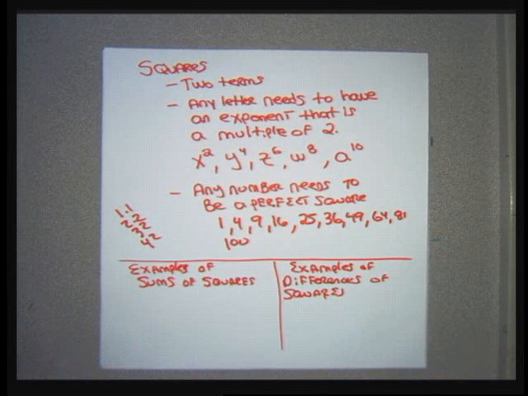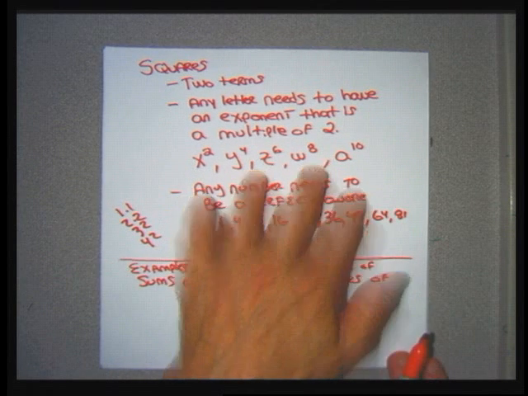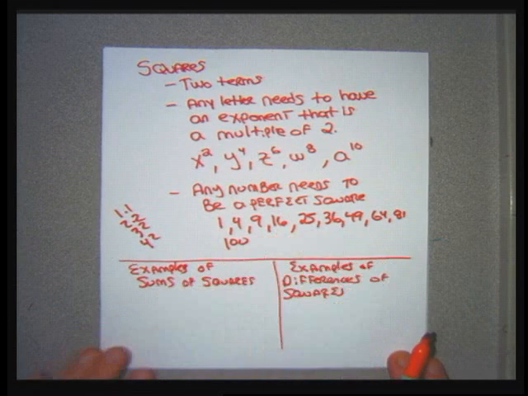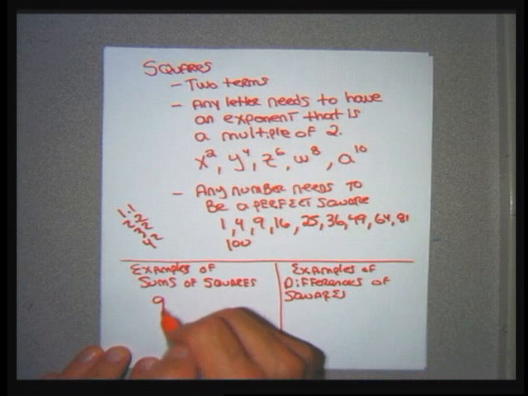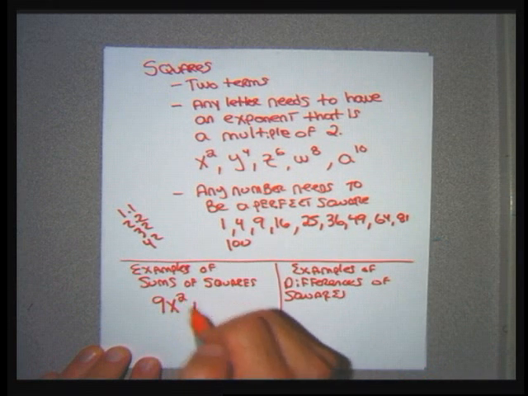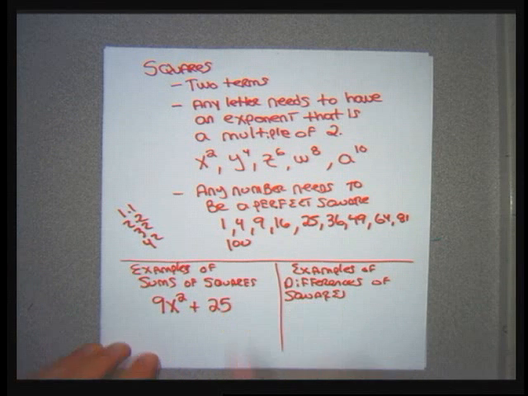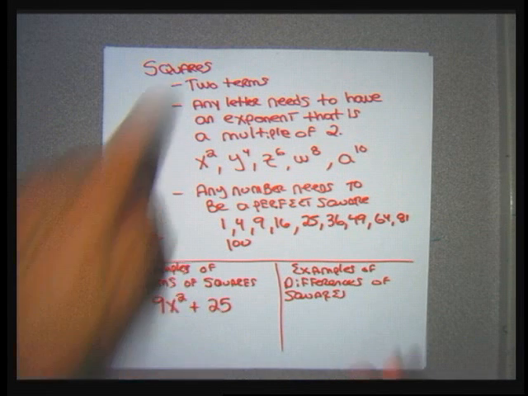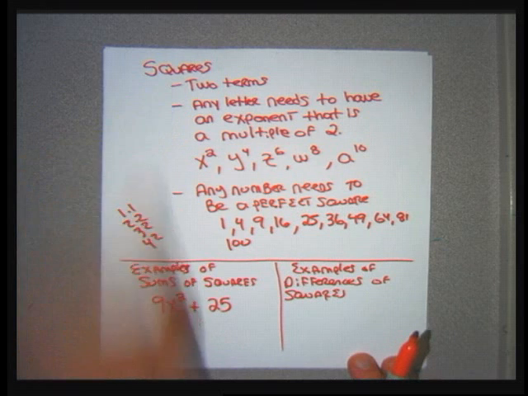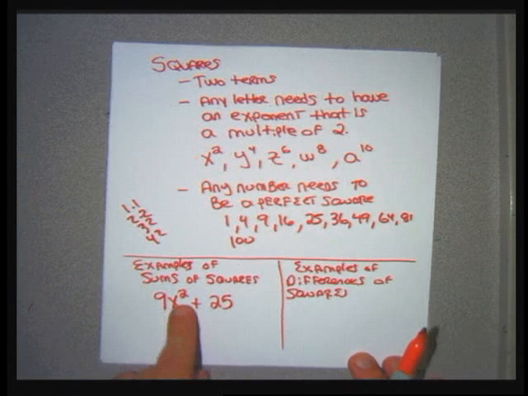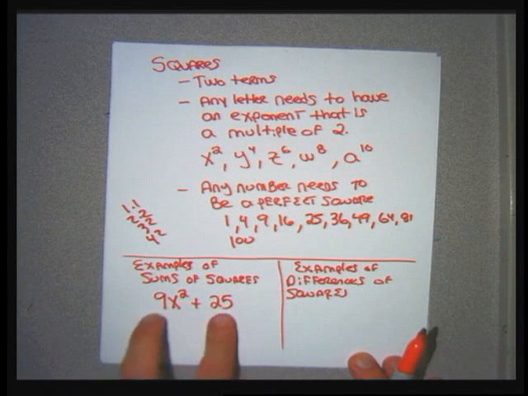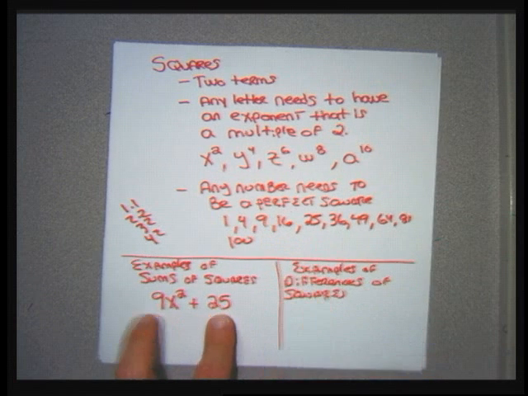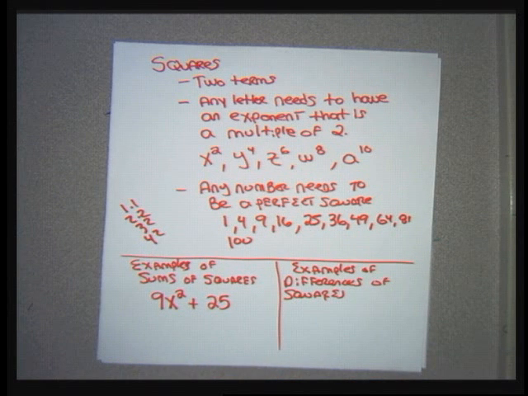So to be a sum of squares, you need a plus sign. I need 2 terms separated by a plus sign. The letters have to have an exponent that's a multiple of 2, and any number has to be a perfect square. So something like this, 9x squared plus 25 would be considered a sum of squares. To be a square, you need 2 terms. The only letter I see is x. It has an exponent that's a multiple of 2. The 2 numbers that I see, 9 and 25, are perfect squares. That makes this a sum of squares.